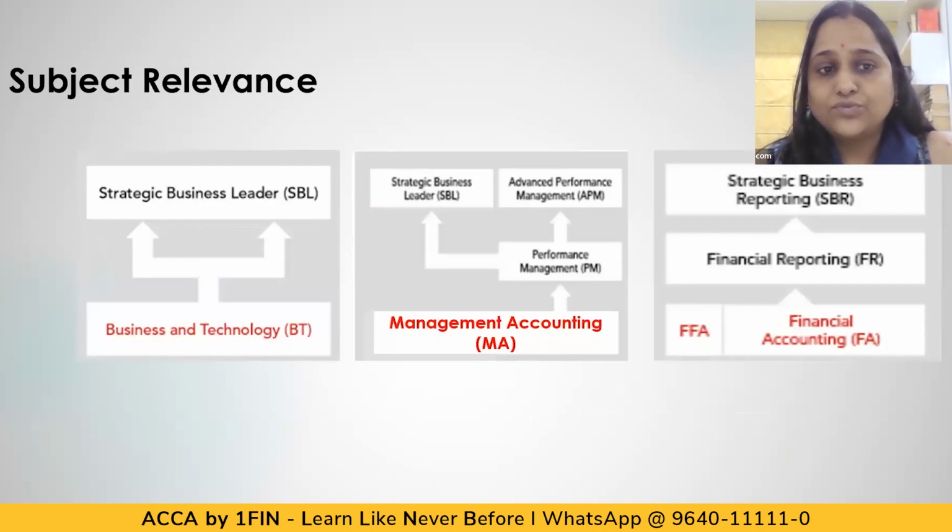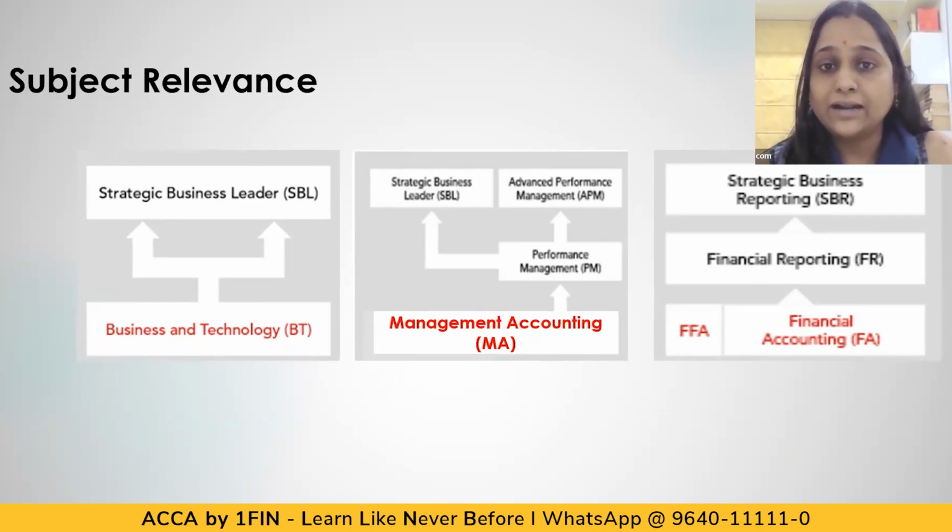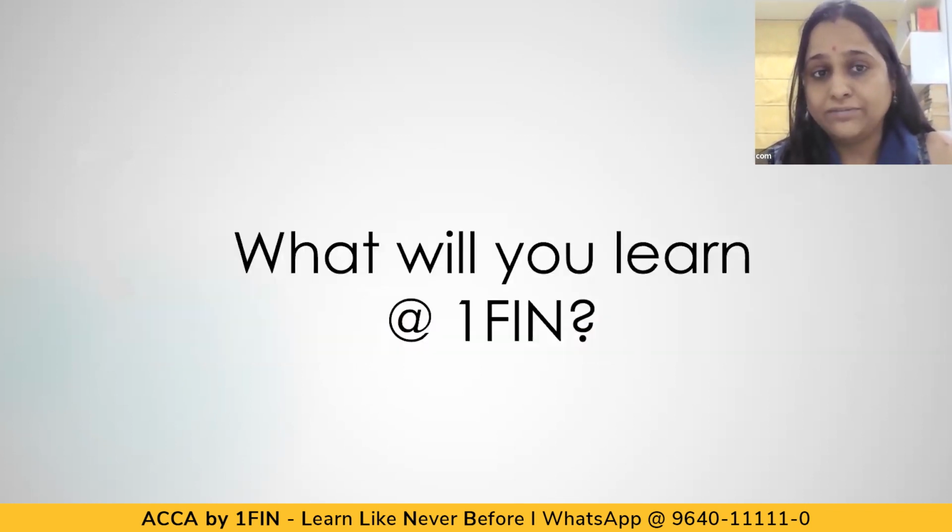Now, the subject relevance for each of these 3 papers which you learn in knowledge level, business technology, management accounting, and financial accounting, leads to other important papers in your next levels. Like business technology concepts are required in your strategic business leader paper, in your professional level paper. And management accounting is required in both performance management and advanced performance management, and strategic business leader. And financial accounting is required. All the concepts you learn in financial accounting, that is the classes which you're going to start now, are required under financial reporting in skill level and strategic business reporting in your professional level.